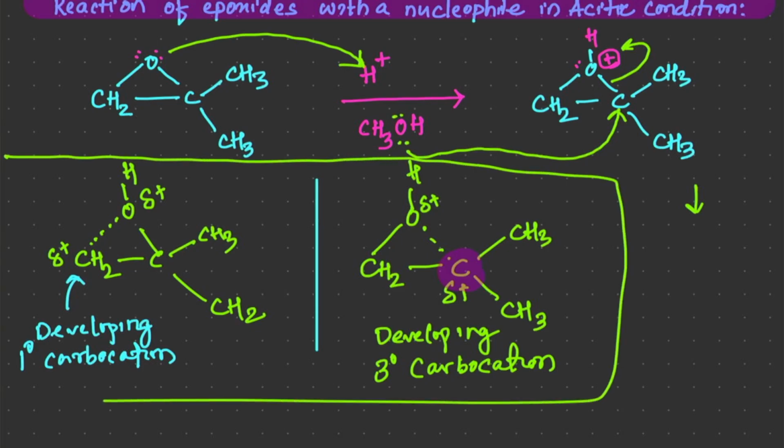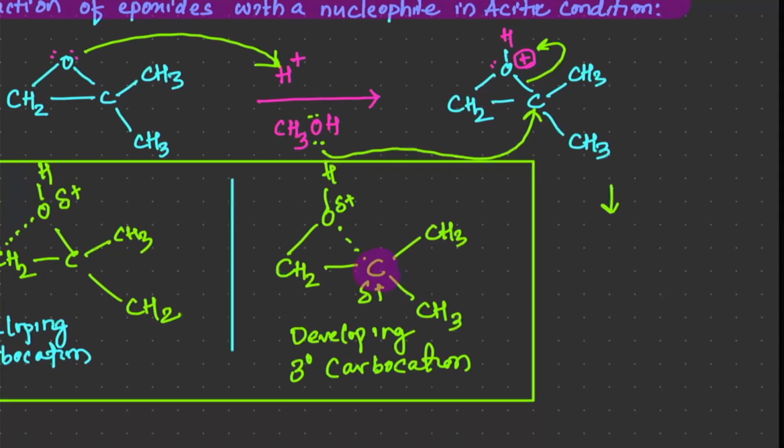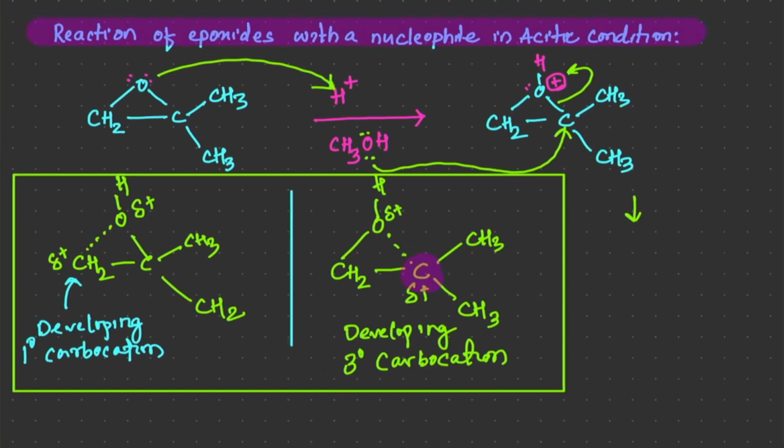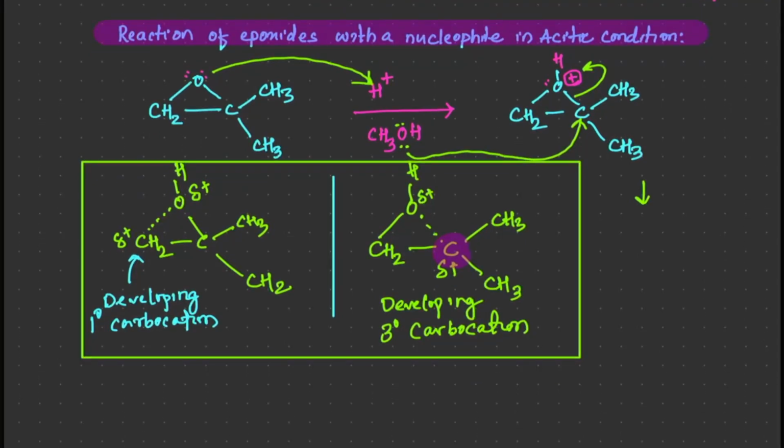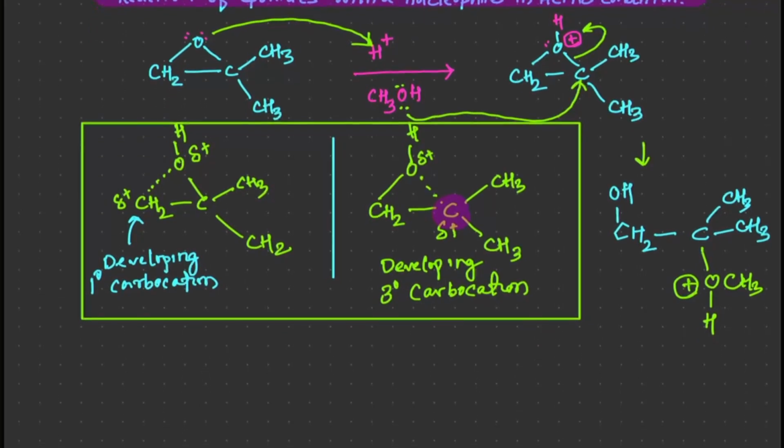So let's draw this one out. Let's draw the next molecule, what we will be making. So we will be making CH2, C, CH3, CH3, and our nucleophile is OCH3. So oxygen has a positive charge because it has 3 bonds. And what happens to our OH? It's right there.